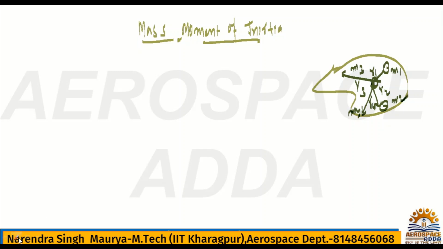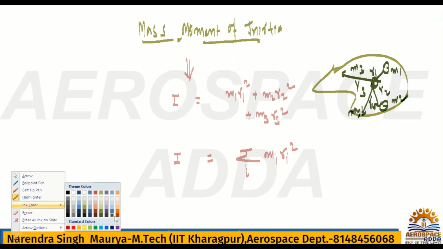So if you calculate mass moment of inertia, it is a summation of the product of mass and the square of the distance, where r is the distance of the mass particle from the center of the body. So it's m1 r1 square plus m2 r2 square plus m3 r3 square. Ultimately it's the summation of mi ri square, where i can be any number, 2, 3, 4, 5, 6, 7. So this is called mass moment of inertia.